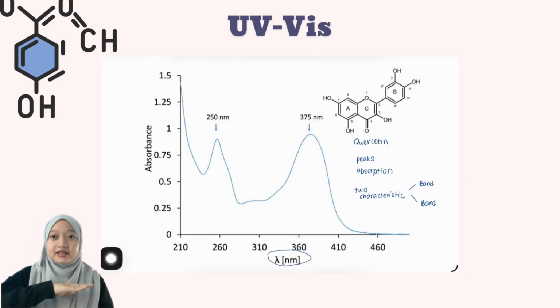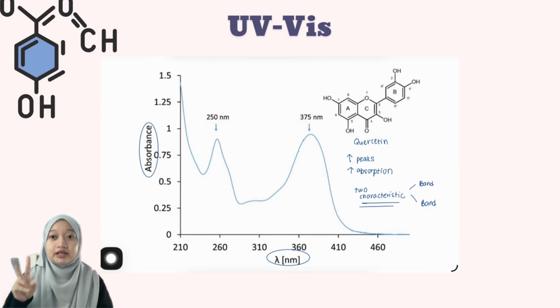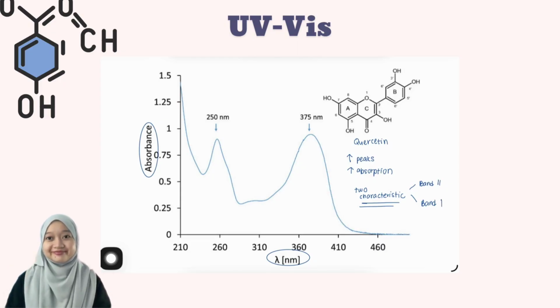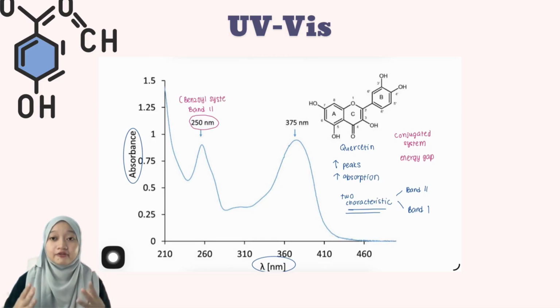The x-axis represents wavelength in nanometers, while the y-axis represents absorbance, which indicates how strongly the molecule absorbs light. High peaks represent stronger absorption. As shown in the spectrum, quercetin displays two characteristic absorption bands of flavonoids, known as band 2 and band 1. First, the absorption peak appears at approximately 250 nanometers and is known as band 2. This band is associated with the benzoyl system, mainly involving the A ring of the flavonoid structure.